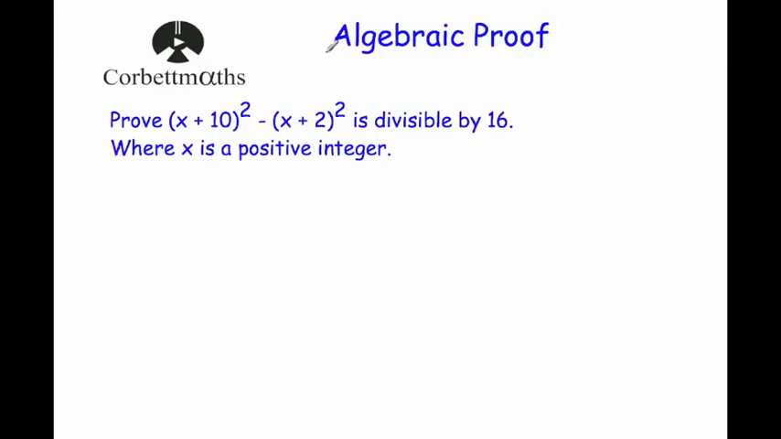Hello, in this video we're going to look at algebraic proof. So here's our first example. It says prove that (x plus 10) all squared subtract (x plus 2) all squared is divisible by 16, where x is a positive integer.